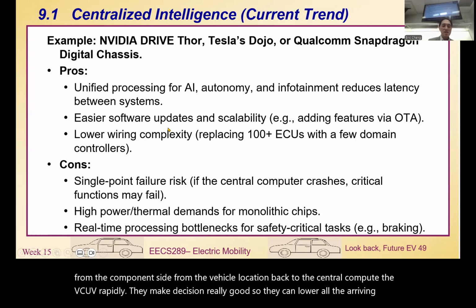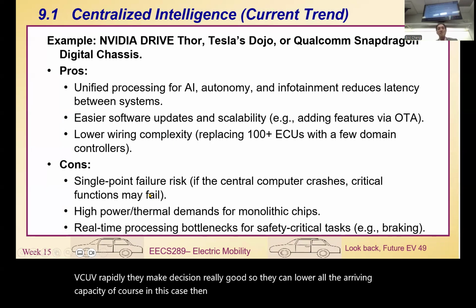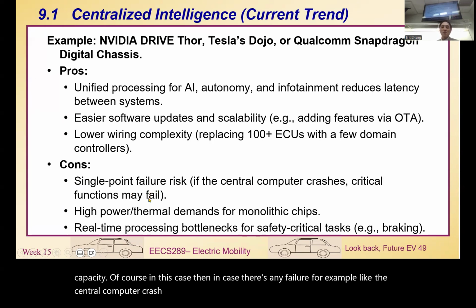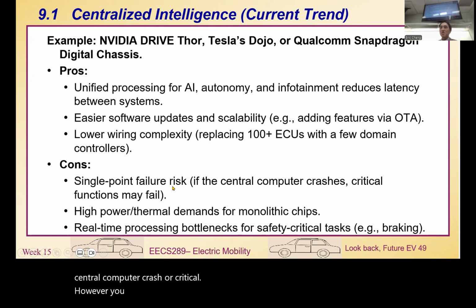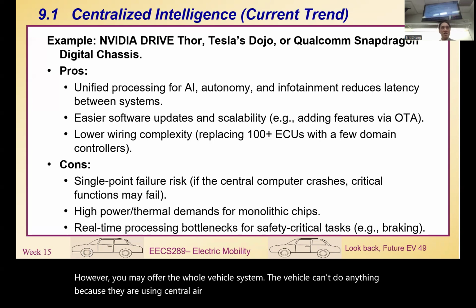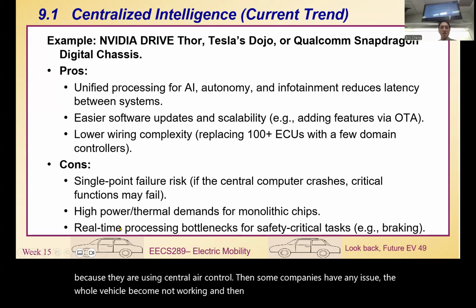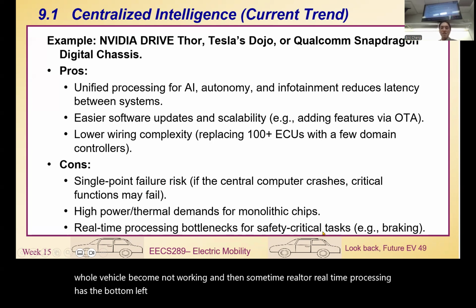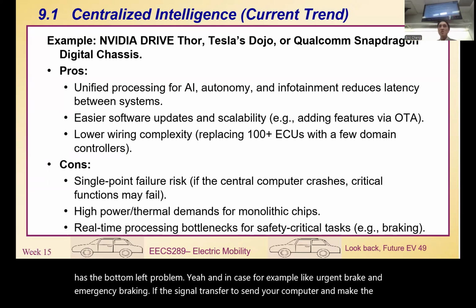Of course, in case there's any failure, for example the central computer crashes or goes critical, it may affect the whole vehicle system. The vehicle can't do anything because they are using centralized control. If the central computer has any issue, the whole vehicle stops working. And sometimes real-time processing has a bottleneck problem. For example, in urgent, emergency braking, if the signal has to transfer to the central computer before braking, sometimes it can be quite slow.